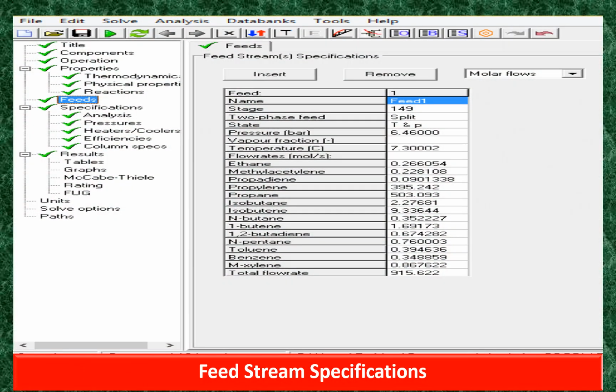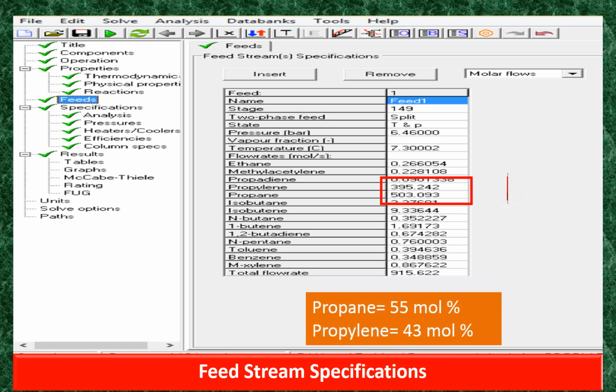Here you can see the feed stream specification for the flow sheet. There are several compounds present in the feed stream apart from the main components propane and propylene. Though they are present in very low level of concentration, it is extremely important that they get separated and do not find their way into the distillate product. The feed stream main components and compositions are propane 55%, propylene 43%.